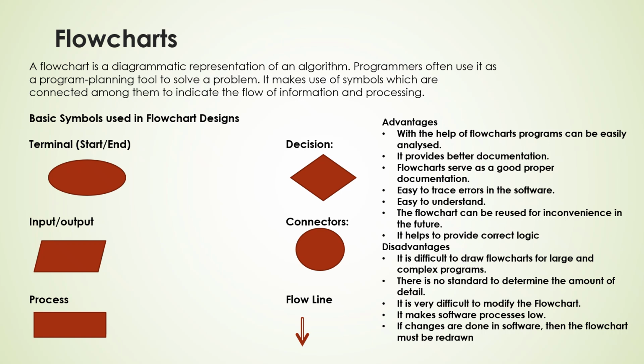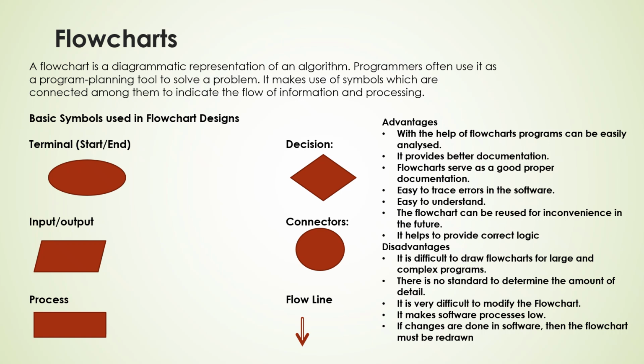The first symbol is the terminal. The terminal symbol represents the start and end of the program. It is usually drawn in an oval or rounded rectangle shape. Every flowchart must begin with a start symbol and end with a stop or end symbol. Without this symbol, we cannot identify where the process begins or where it finishes. Whenever you see the terminal symbol, remember that it represents the beginning or completion of the program.